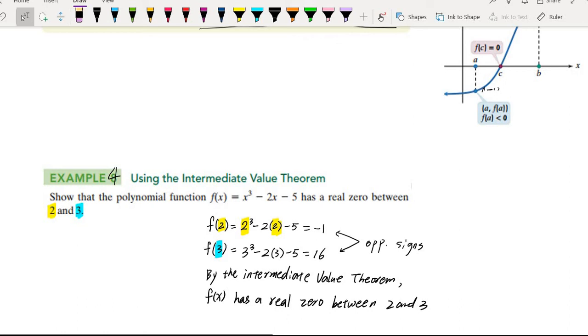So what if you're going to have, let's say, +1 and +16? Then this wouldn't work. This is the easiest question. Should be a bonus question. Don't get it wrong, okay?